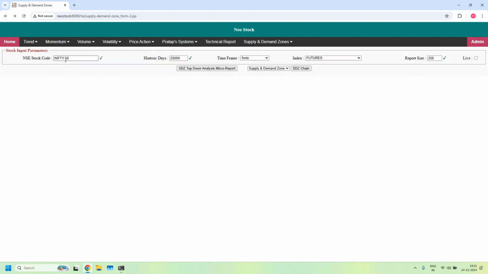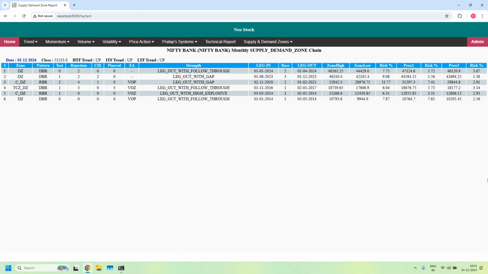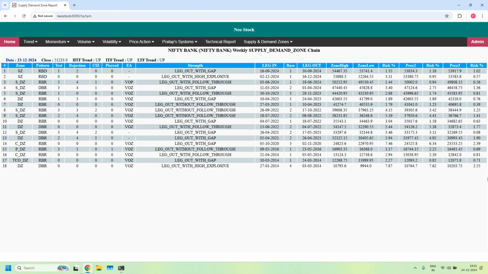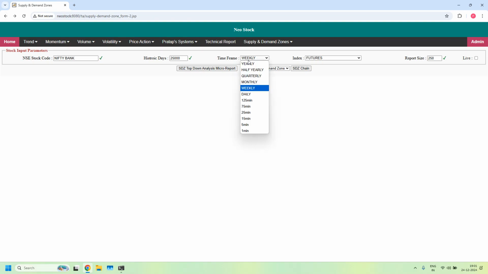Next, I am going to generate a BANKNIFTY supply demand zone chain. Okay, monthly supply demand zone chain for BANKNIFTY. Next, weekly supply demand zone chain for BANKNIFTY. Next, daily supply demand zone chain for Bank Nifty.